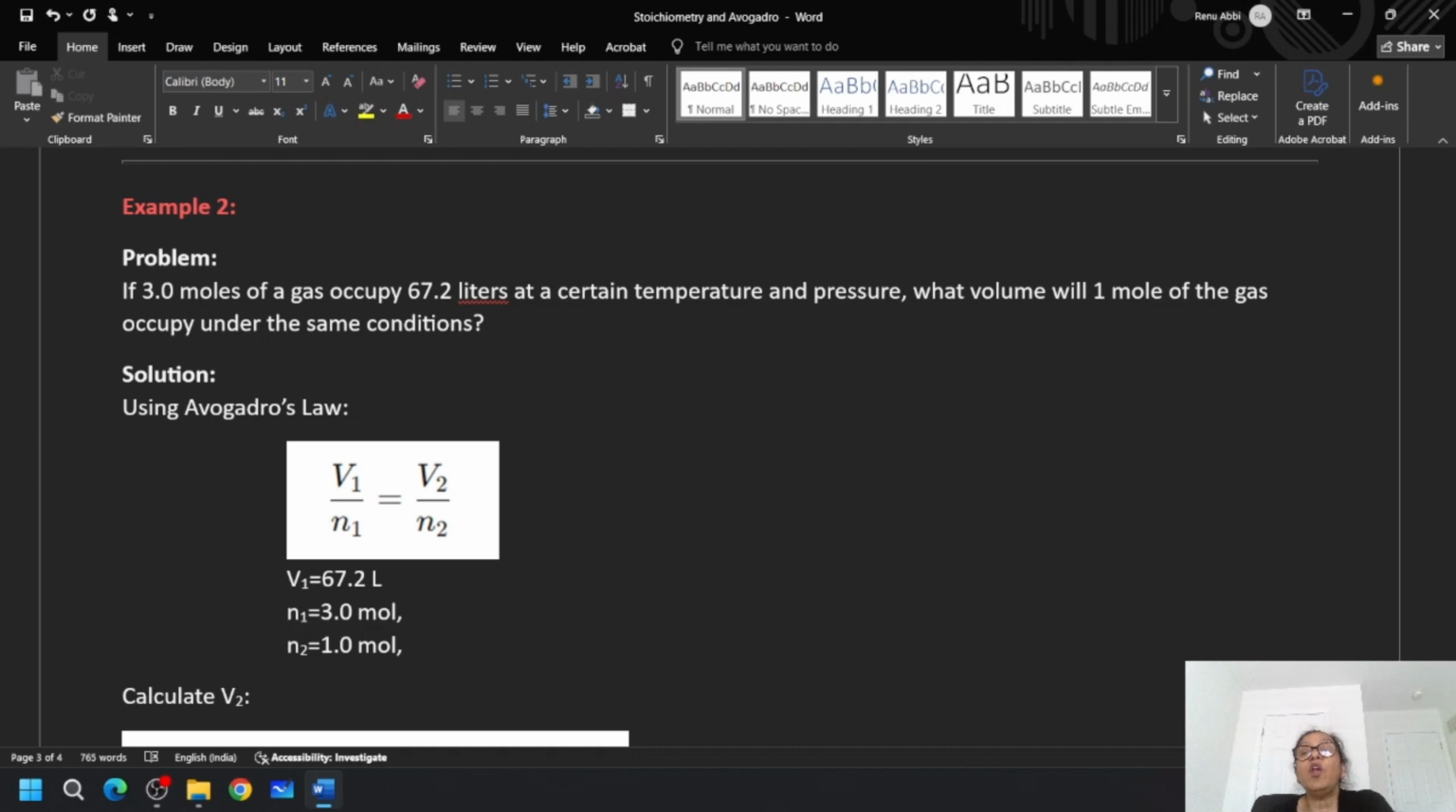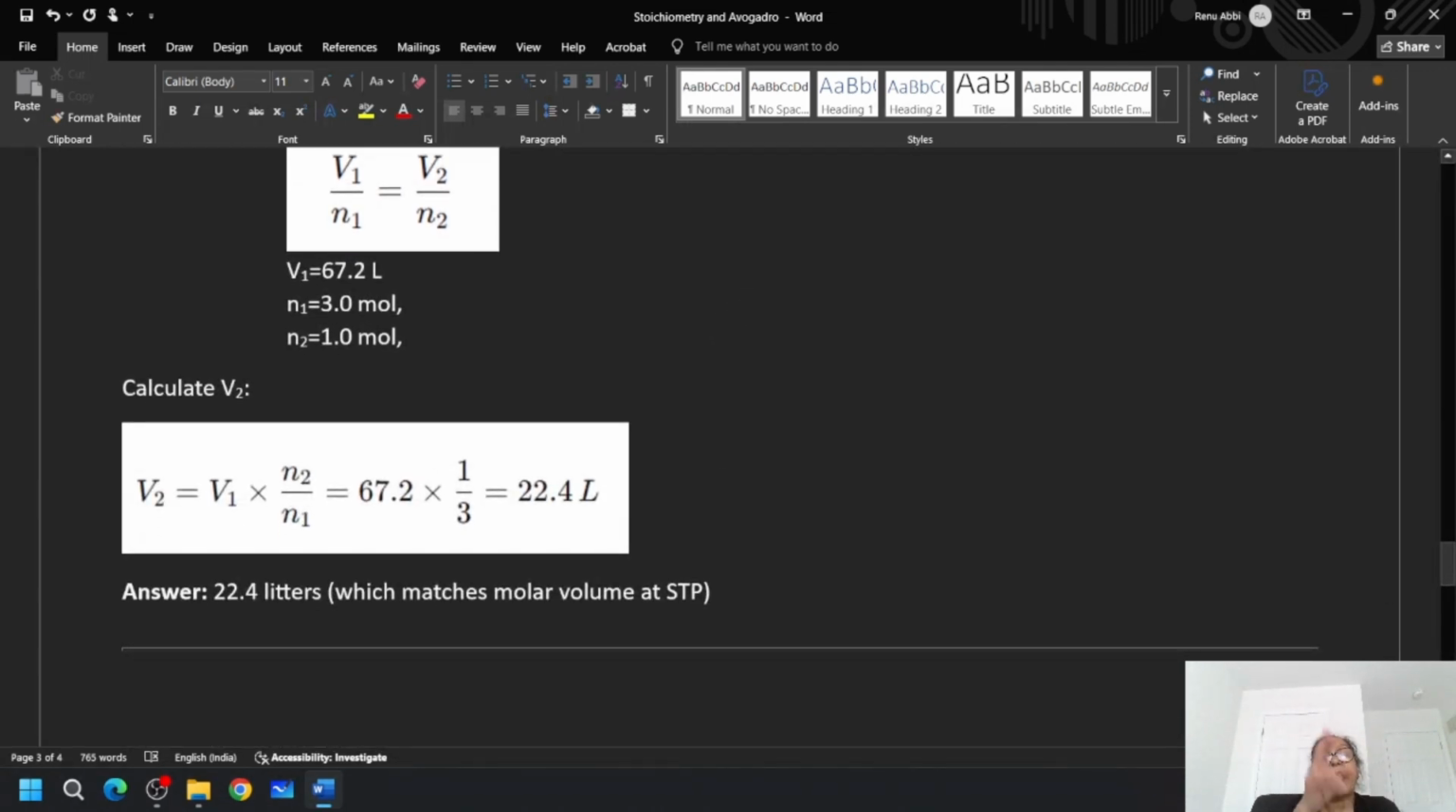Now, what volume will 1 mole of the gas occupy under the same condition? It means now we are just reducing the number of moles, that is N, from 3 moles to 1 mole. So how to calculate the volume? Again the formula will be applied, as I have told you. Here V2 is equal to V1 into N2 upon N1. N2 is 1 and N1 is 3. Divide it, then it will become 22.4 liters. By cutting it, you can get it.